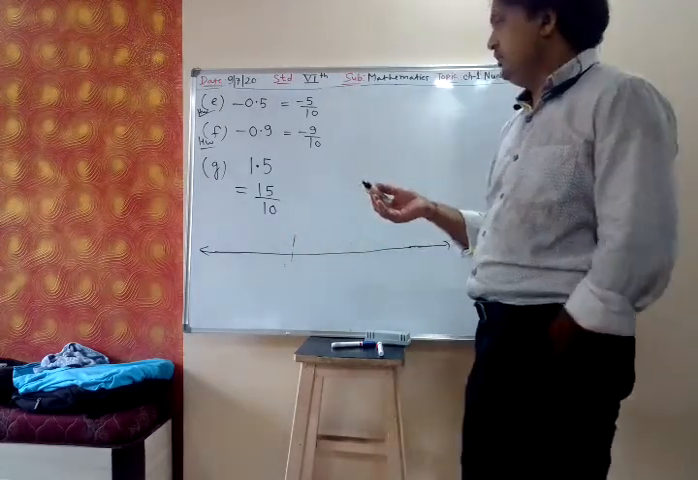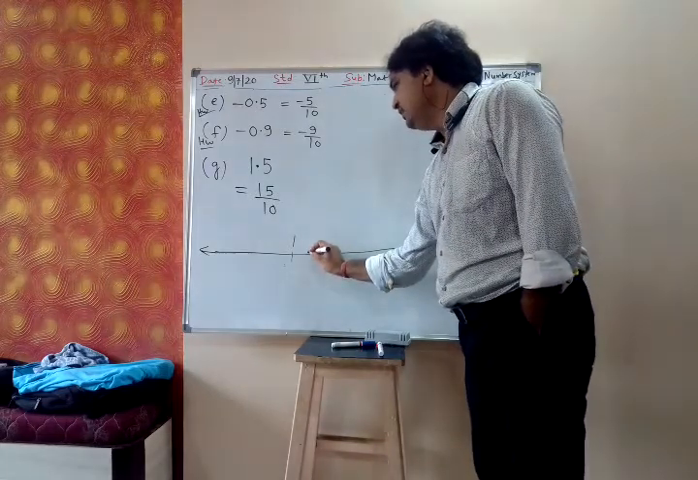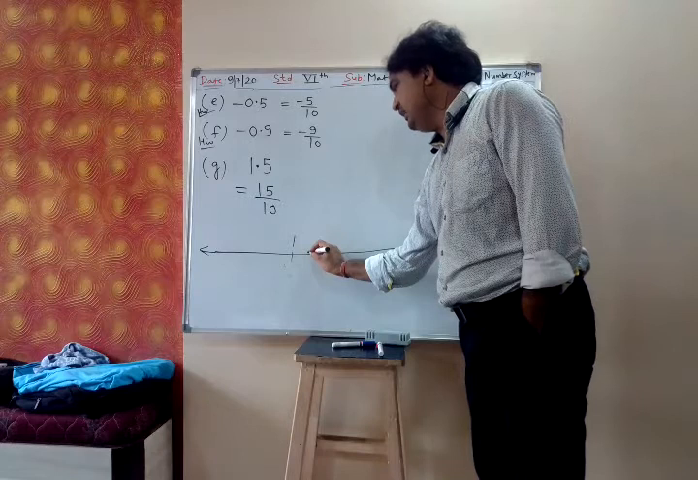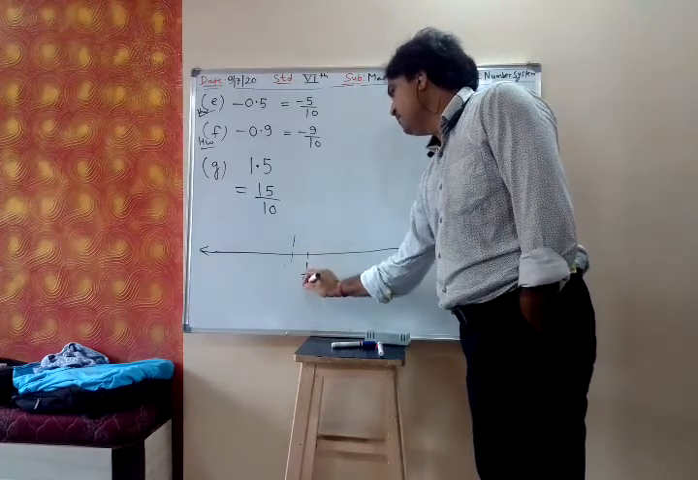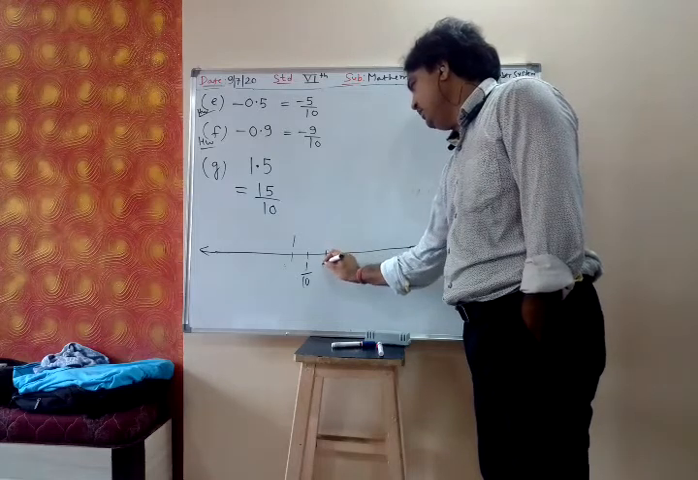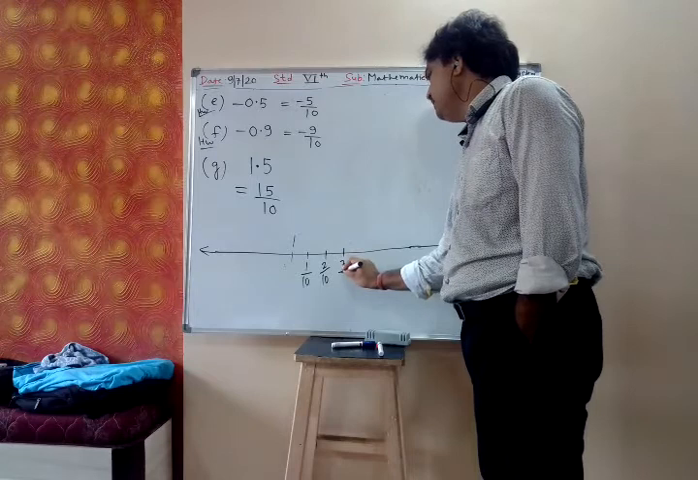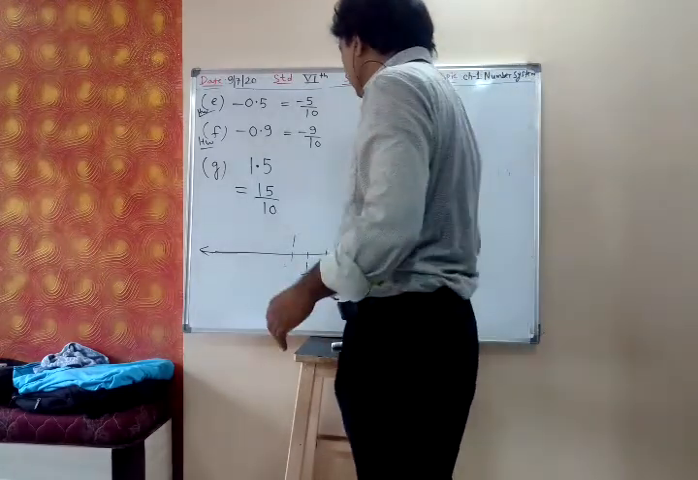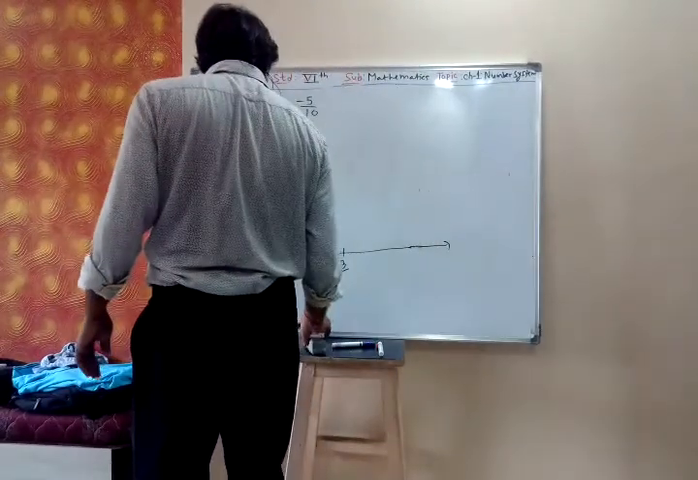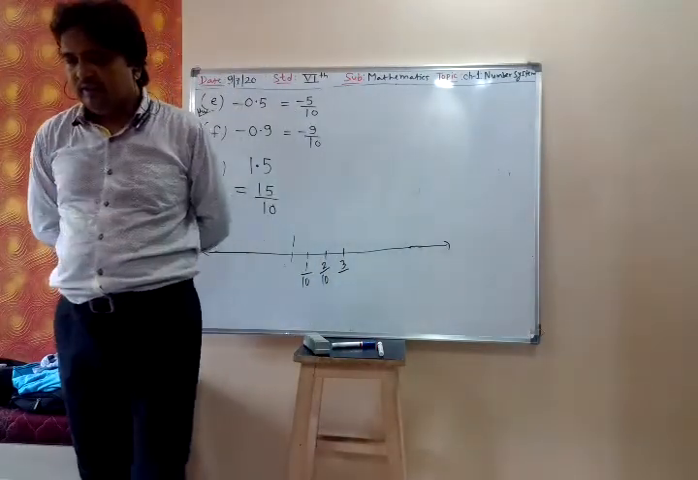You can do that, no problem. So 1, then it is 1 upon 10. Then it is 2 upon 10. Then it is 3 upon 10. So it is 1.